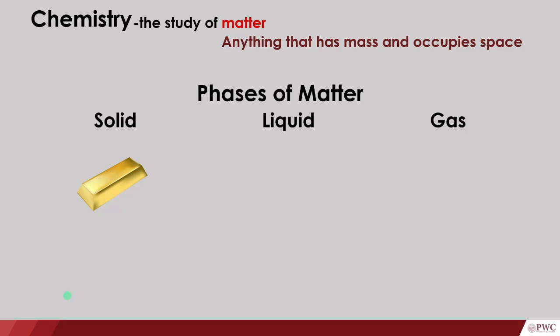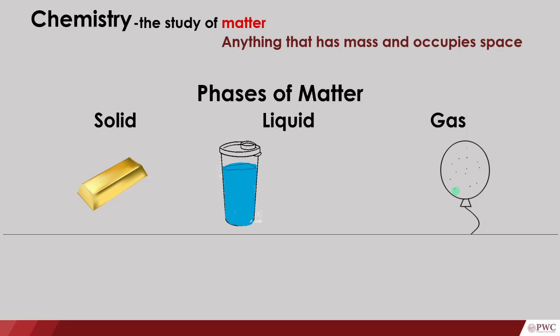Solid as in this solid gold bar, liquid as in liquid water, and gas. Of course, gases are as in the air. The air is all around us and also the one that is in this balloon in the picture. So these are the three phases of matter. And of course, we categorize them because they have different properties and different characteristics.